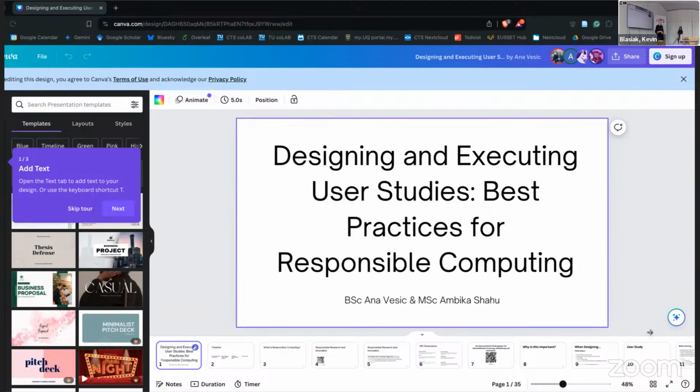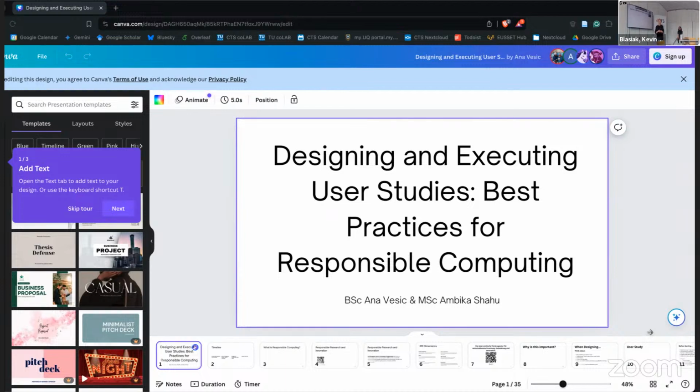So what is actually responsible computing? I don't know if this should be interactive or not, but if anyone has any idea, what would you say responsible computing is? Putting the user and the ethical considerations and needs of them in the center of what you are doing when designing computing interactions. Yes, that's exactly that.